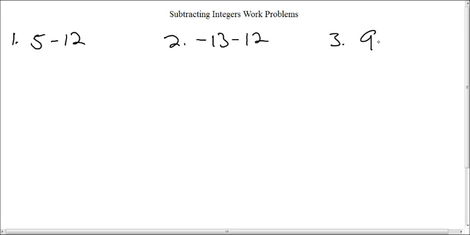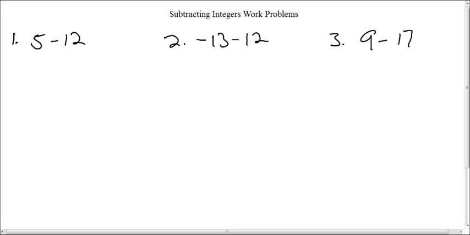Well, let's work some problems. Start off with something simple. So let's start off with 5 minus 12. And let's see, one more. Let's do negative 13 minus 12. And let's do 9 minus 17. All right, take a few minutes, work the problem, put your video on pause.